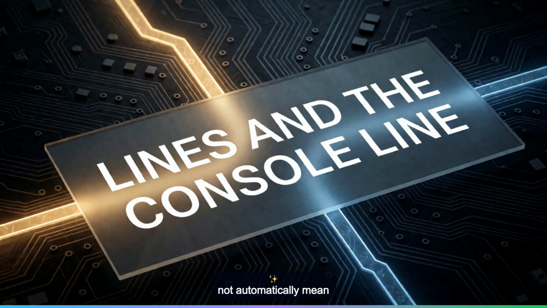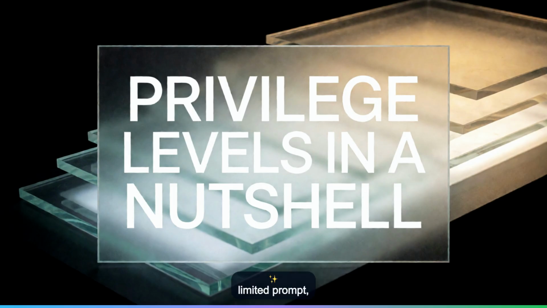Logging in does not automatically mean full control. By default, a user lands at privilege level 1, user exec mode. That is the safer, limited prompt where you can run basic show commands but not change the device. To reach privilege level 15, privileged exec mode, you type enable. That step should be protected with enable secret, not the older weak enable password.